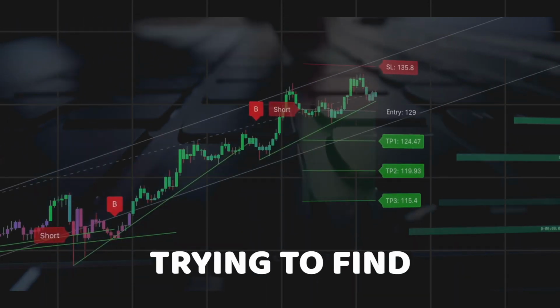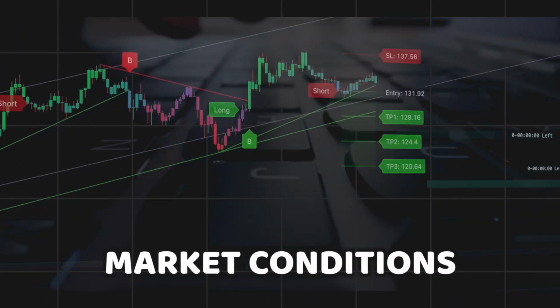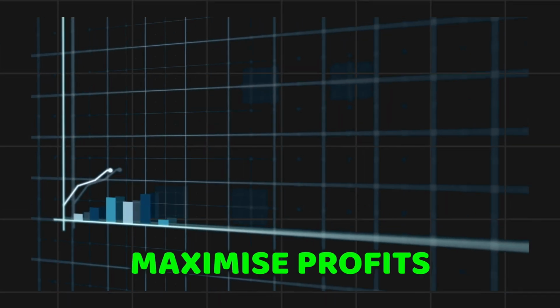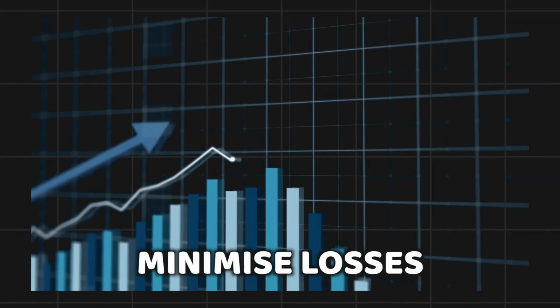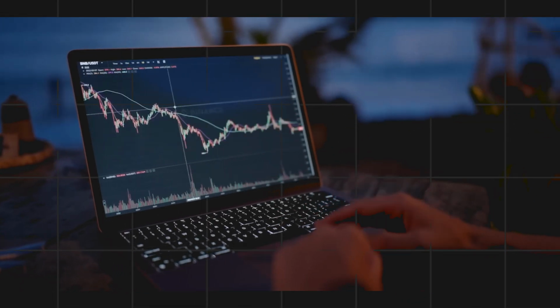I spent days trying to find the most accurate indicator strategy that is profitable, regardless of market conditions. Whether it's a trending or ranging market, my goal was to maximize profits and minimize losses. I also wanted to make the trading rules easy to apply so that even a beginner can profit from this strategy. And I finally did.